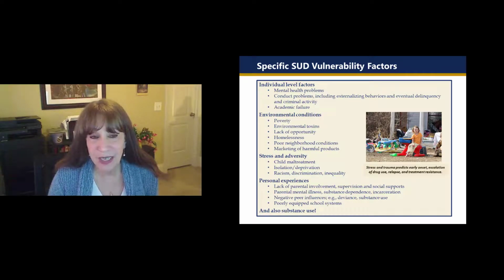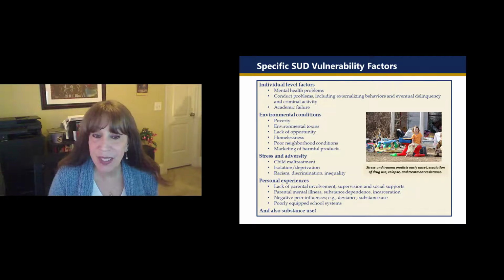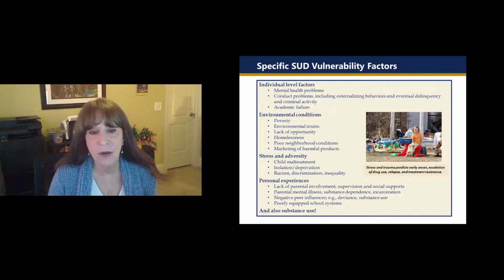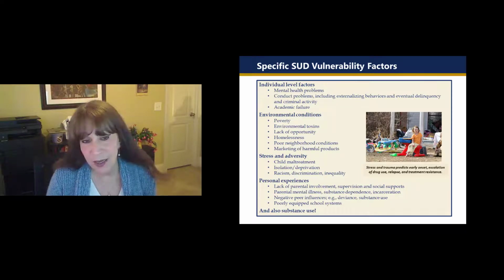Stress and adversity, child maltreatment, isolation, deprivation, racism, discrimination, and inequality. Personal experiences, lack of parental involvement, supervision, social supports. Remember from our quiz earlier on, parental mental illness, parental substance dependence and incarceration, negative peer influences, deviant peers, for instance, or peers that are already using substances, and poorly equipped school systems. And I have down here also substance use itself is a risk factor because once you start using, the risk for escalating is so much greater.